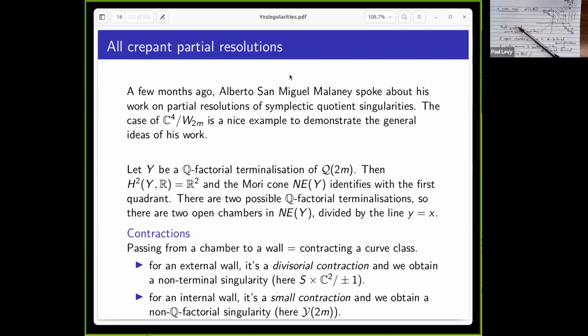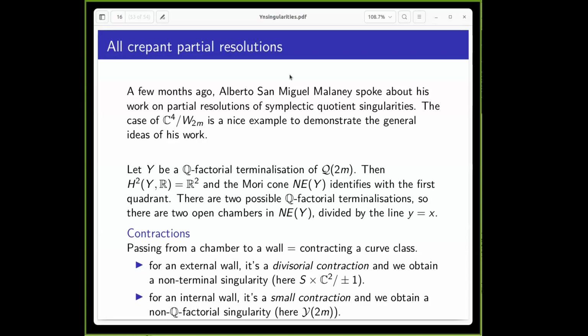You can play this game for any one of these. I guess whether you're a symplectic quotient singularity or not, just in general, if you want to look at all of the birational modifications, so all of these internal walls where we're changing things outside of codimension 2 will be like that. I guess it's clear that those are just given by different cones of the movable cone, different Mori cones in there.